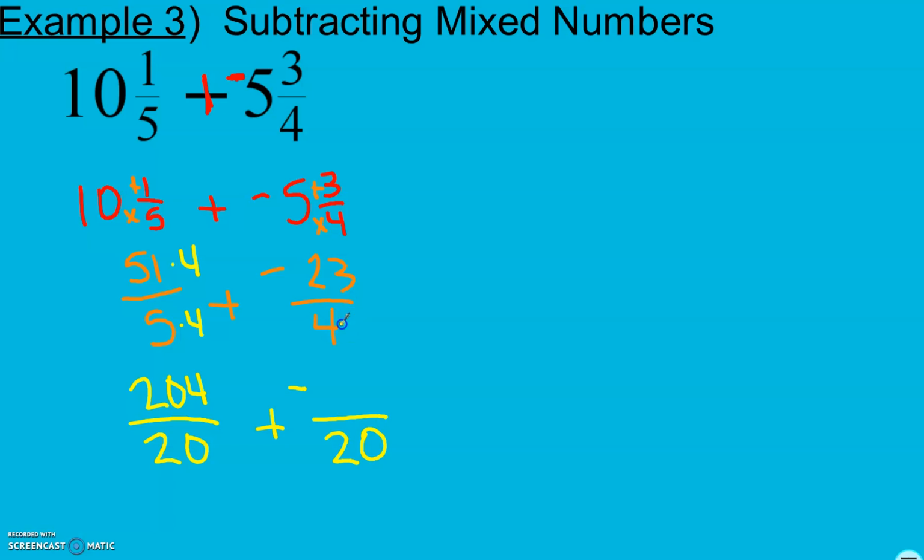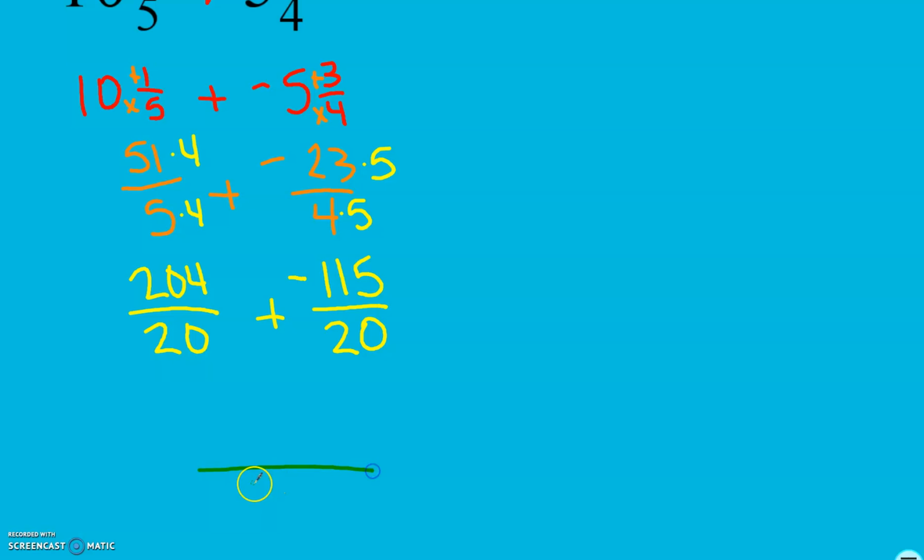To go from 4 to 20, I have to multiply by 5. If I change my denominator, I also have to change my numerator. So here, I end up with 115. Now that I have that common denominator, I can rewrite it with my common denominator and perform the operations on my numerators. So 204 plus negative 115.